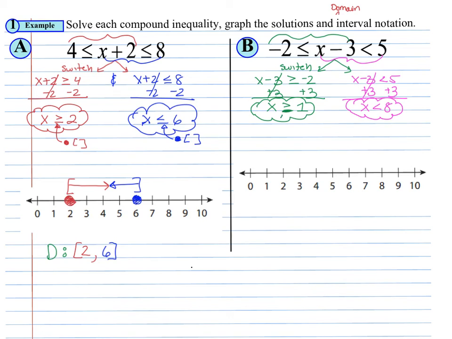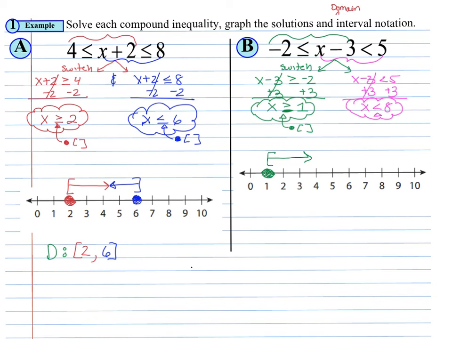Since this one has an equal sign again, that means fill in the circle, brackets. So at 1, I'm going to fill it in, and I'm going to go back and read my statement. And my statement says that x is greater than or equal to 1. So all the numbers that are greater than 1 are to the right. So we're going to have that statement. And then I'm going to go to 8.